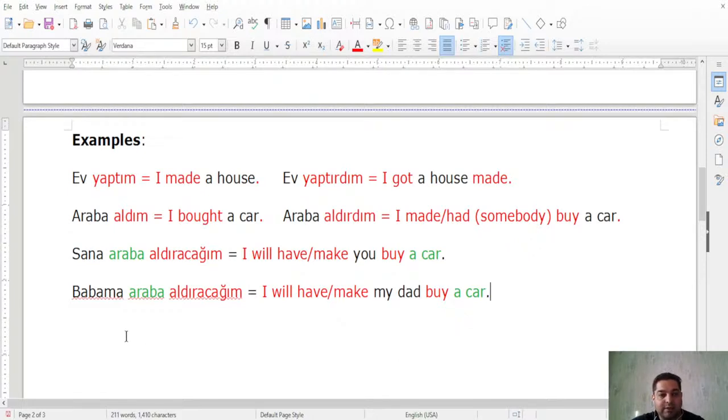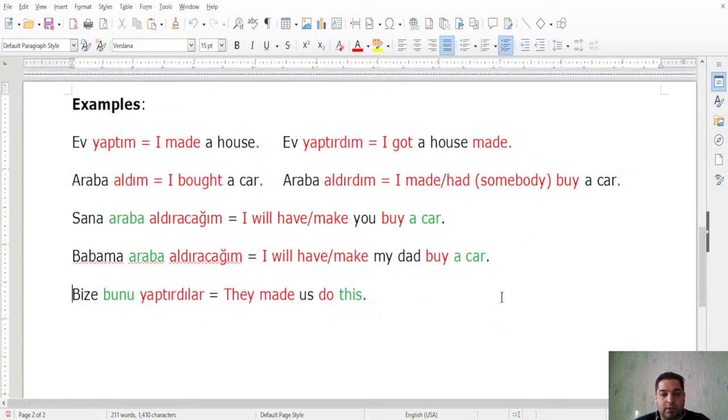And the next example is very similar, where again we mention whom, the person who makes you do something, and here bize bunu yaptırdılar. Bize bunu yaptırdılar. Okay, so what is here? Bunu means what? This, right? It is the accusative case. Don't forget, this is the accusative case of bu. Bunu is the accusative case of bu.